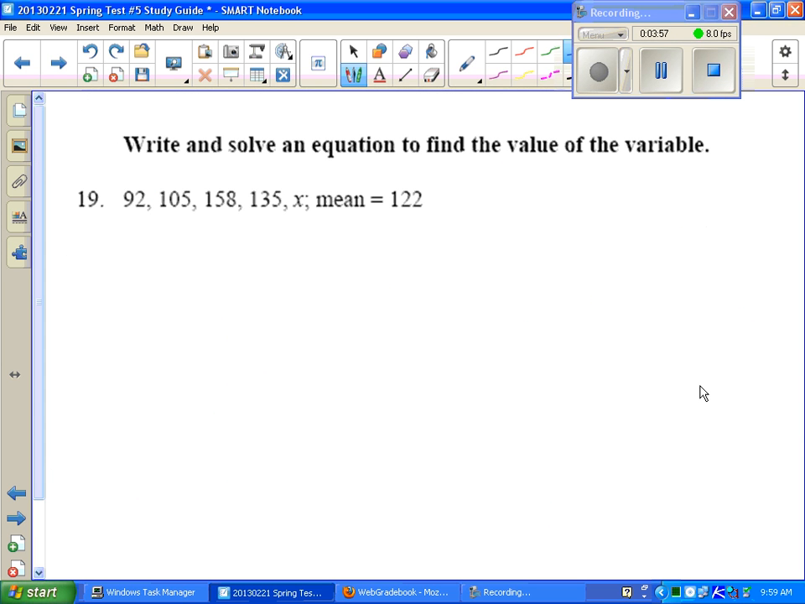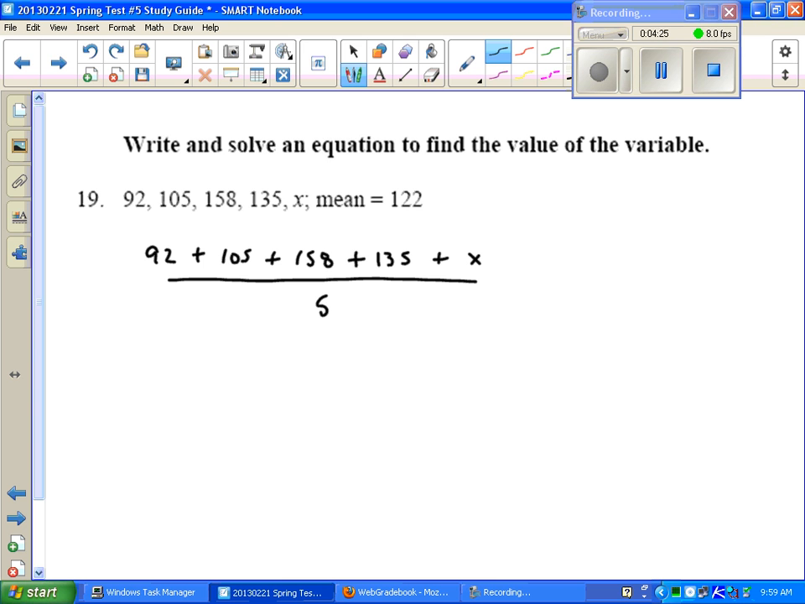Number 19 says write and solve an equation to find the value of the variable. They give you 4 values, then a value that you don't know called x, but then they give you the mean. In order to find the mean, remember you add them all up: 92 plus 105 plus 158 plus 135 plus x. We don't know what that is, but you still add it. Since there are 5 of them, you divide by 5, since you got to count x as one of them, and it's going to equal 122.